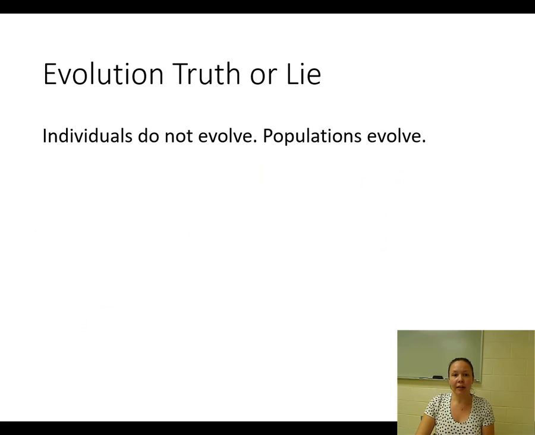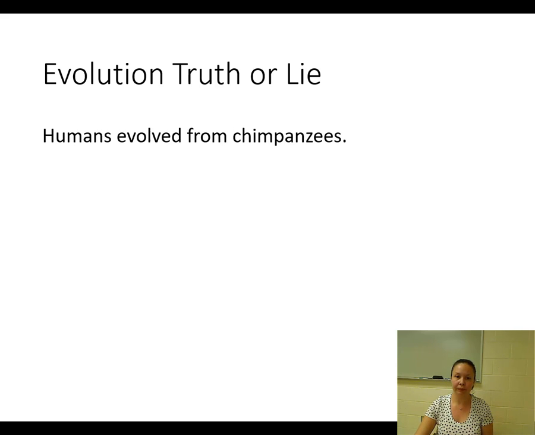So let's start evolution off by looking at some truths or lies. Individuals do not evolve, populations evolve. Is that a truth or a lie? So this one is a truth. Individuals don't evolve. You don't evolve on your own. It's actually a population as a whole that's evolving. So when we talk about evolution and the ability of a population to survive and adapt to its environment, that's what we speak of, the population in itself.